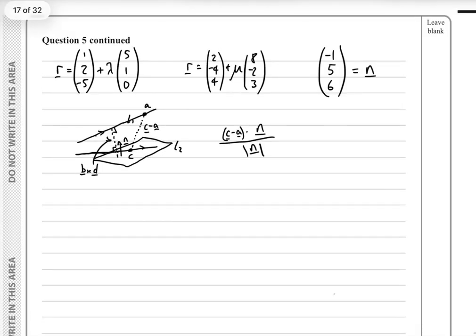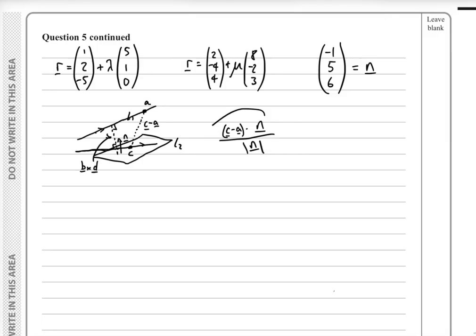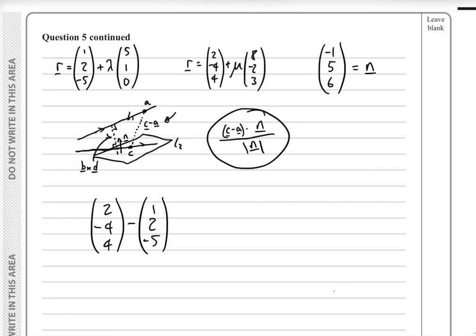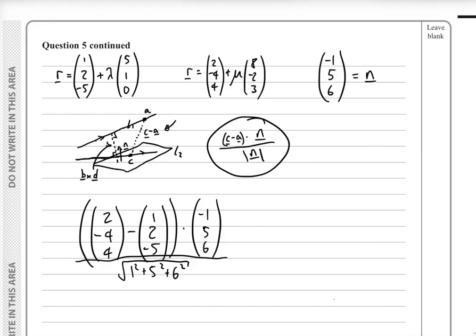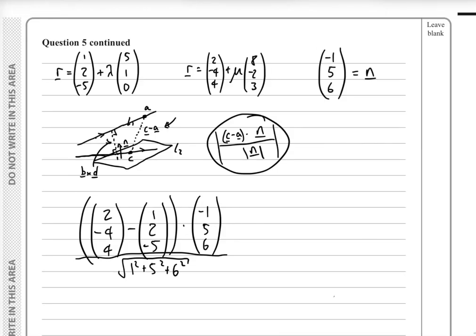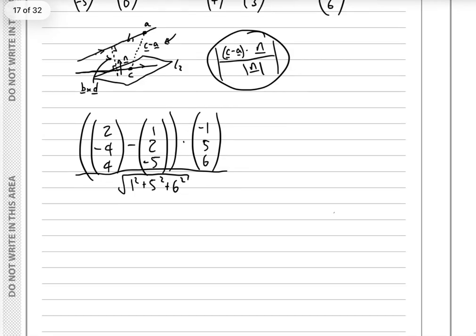So here's all my information, including my rather questionable drawing, and this is the key idea that I'm going to be following. So we've got 1 point, 2, minus 4, 4, minus the other point, 1, 2, minus 5, to get this c minus a line, and then we're going to dot that with the normal, minus 1, 5, 6, and divide it all by the magnitude of the normal. I'm not going to bother drawing the big magnitude symbols, but that should all be magnitude, because obviously we can't get a negative distance, but we might get a negative answer out of this. If so, I'll just change it to positive at the end.